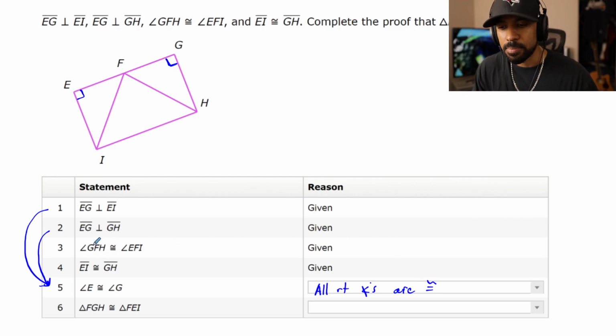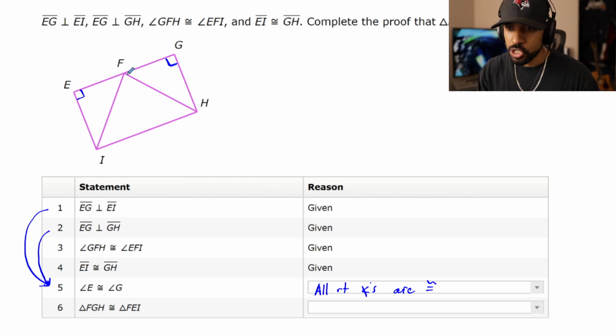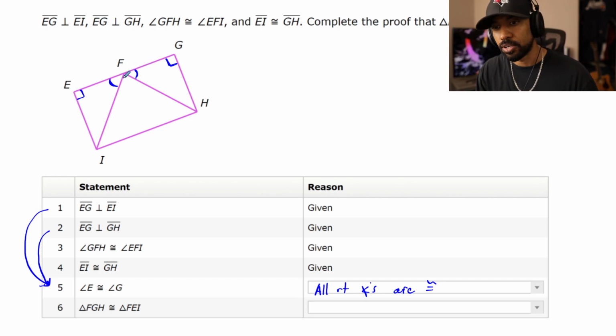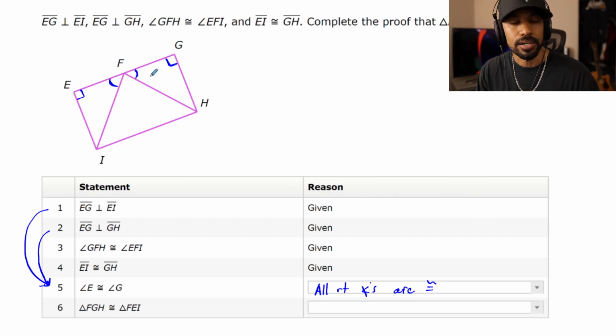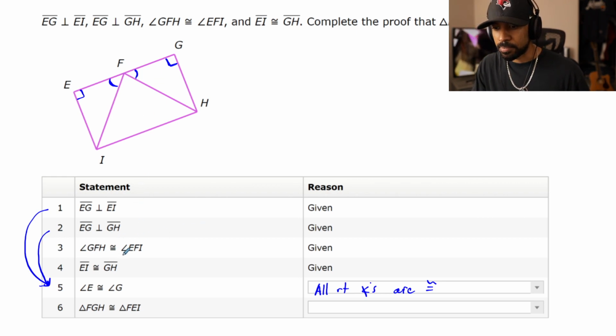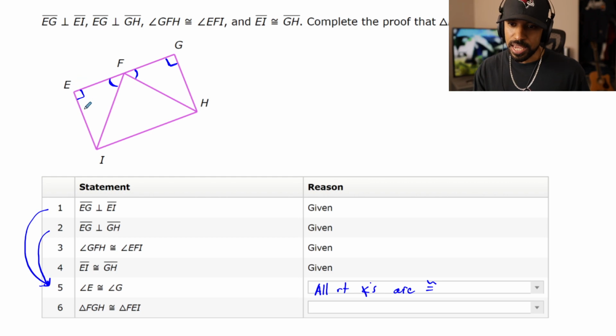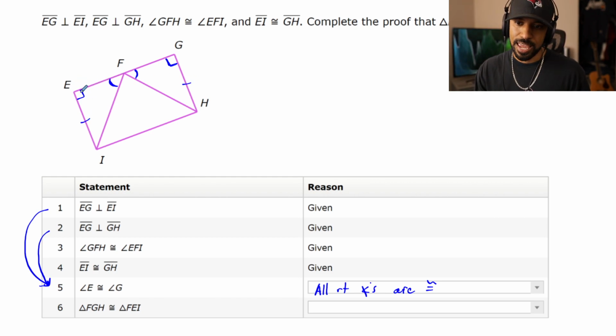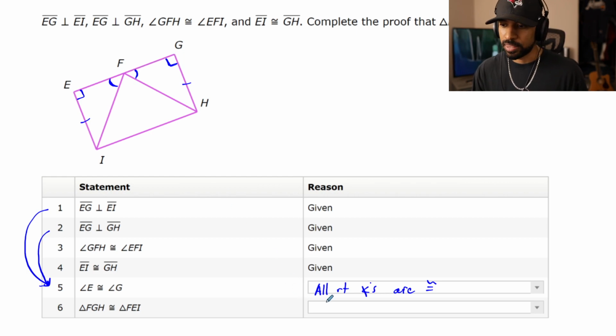All right, the other congruent statements, GFH is congruent to EFI right here. That's a given statement. Again, those are not vertical angles, by the way. These are not opposite rays right here. So it's just a given statement. And then EI is congruent to GH, also a given. It kind of looks like the first problem here, and we're looking at angle, angle, side right there. So that's angle, angle, side.